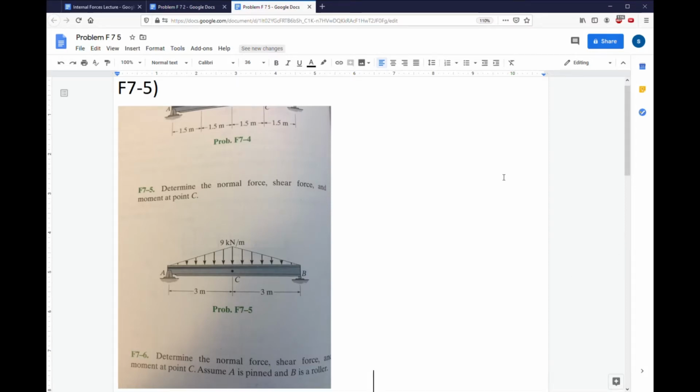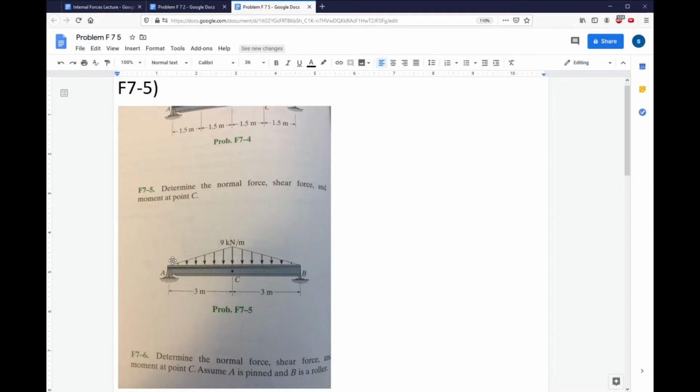Problem F7-5. Determine the normal force, shear force, and moment at point C. So, in order to find these internal forces, we first need to know all of the applied forces. We have this distributed force right here that peaks at 9 kilonewtons per meter, but we also have a reaction force at A and a reaction force at B.